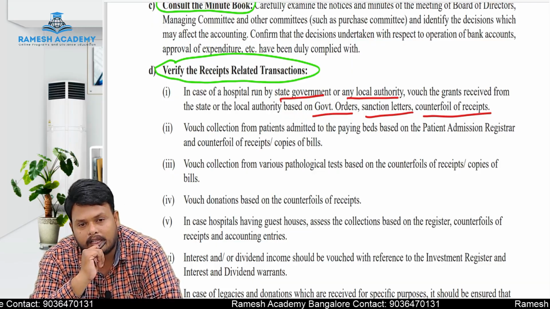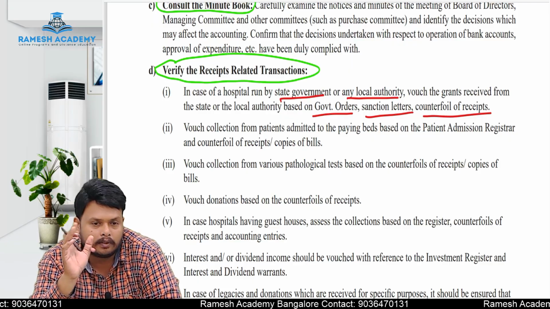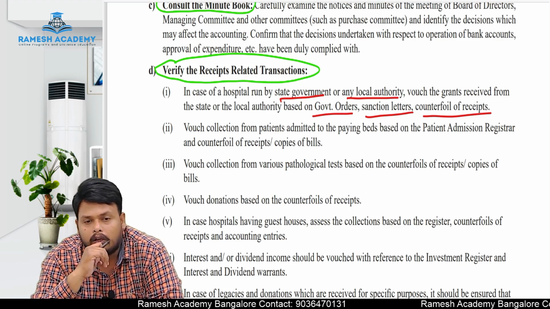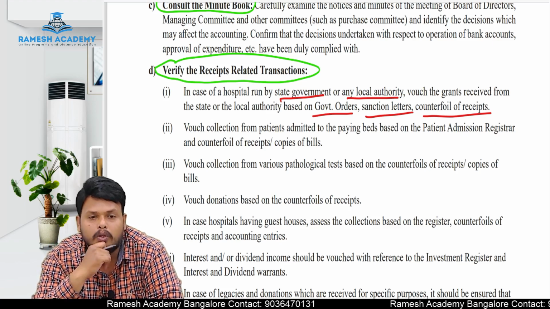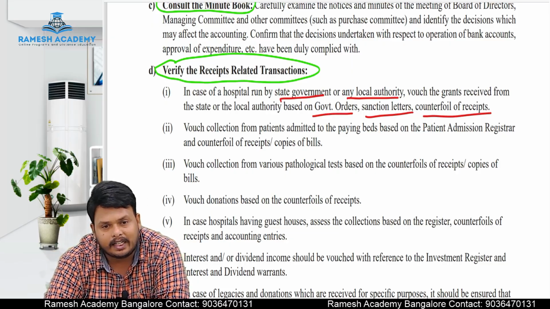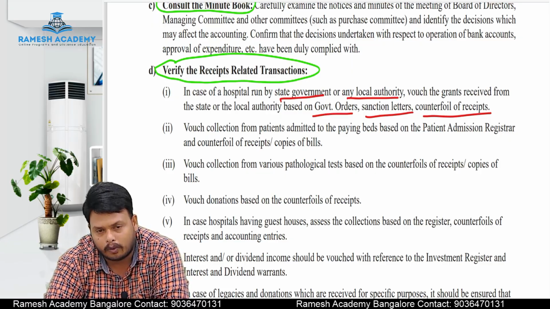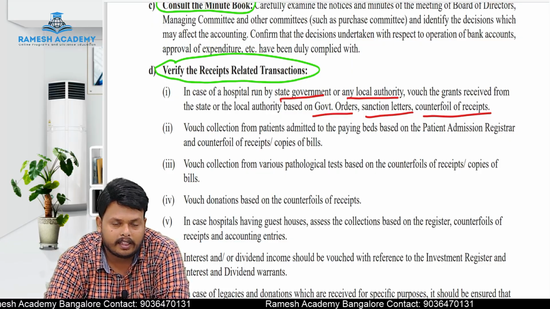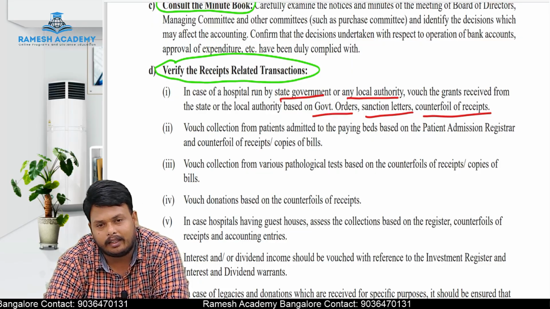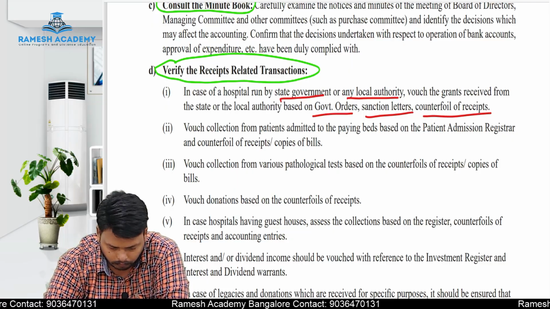Generally these hospitals run by the government receive grants from the government. So whatever grant is received, the hospital has to maintain books for spending on all these items. Whatever sanction letters they receive from the government, they also have to maintain, and whatever counterfoils they receive, the hospital has to maintain those also. That should be verified by the auditor.